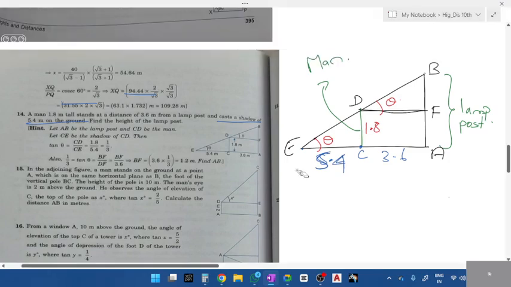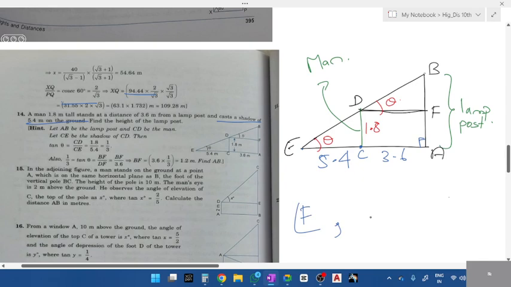It depends on the angle of projection, light's projection. 5.4. Now tell me, what are the three right angles we have here? One right angle is at angle F, 90 degrees.